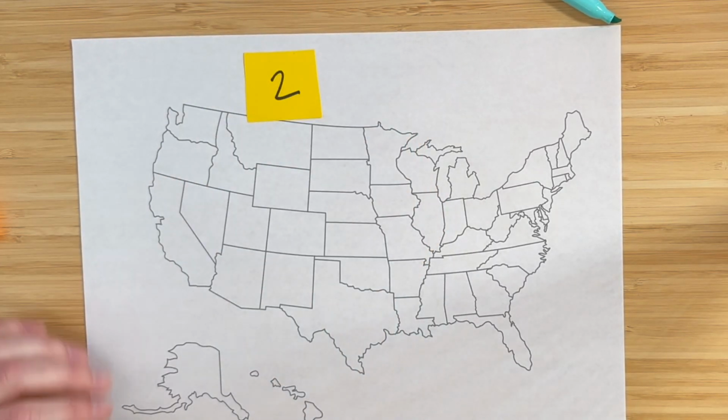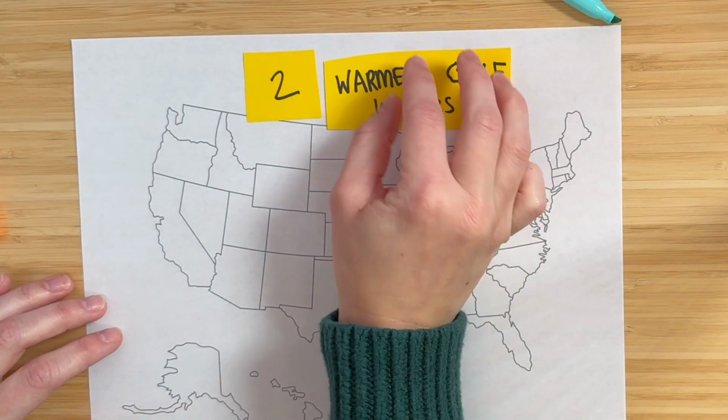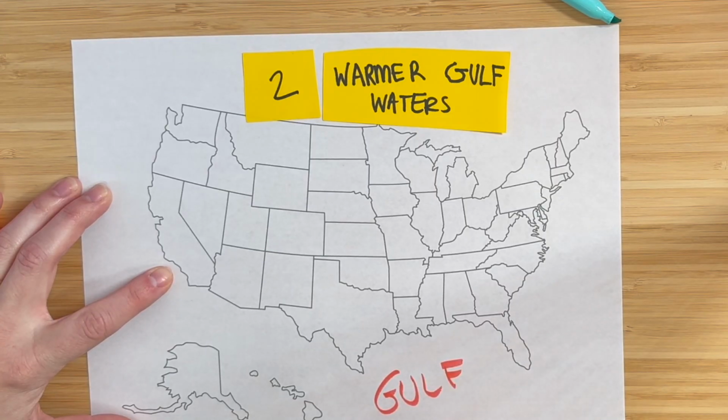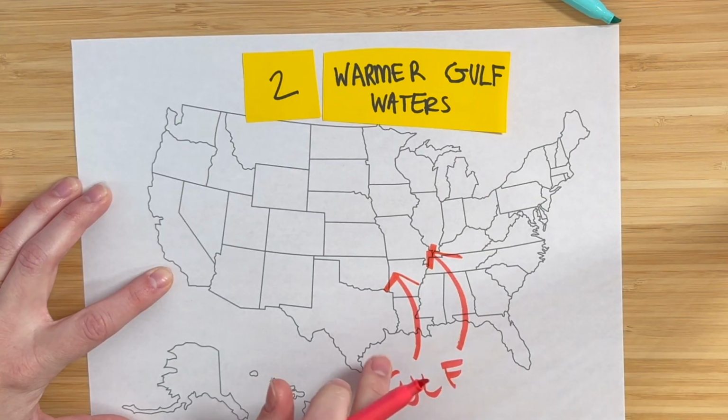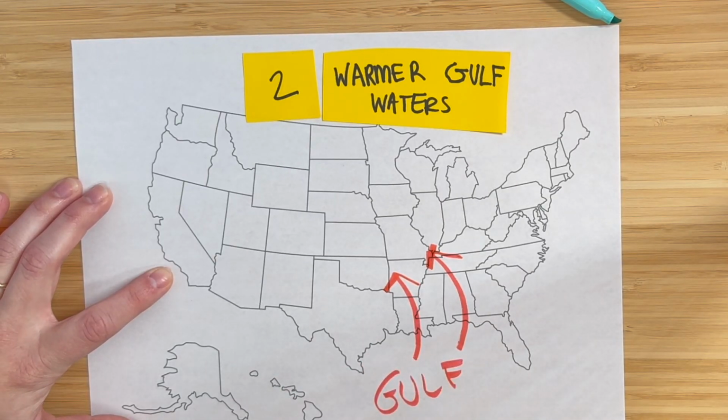Our second theory centers around the warming waters in the Gulf of Mexico. As the Gulf continues to warm, more moisture is released into the air. And remember, this warm, moist air is one of the key ingredients to an unstable atmosphere, leading to thunderstorms, supercell thunderstorms, and more importantly, tornadoes.